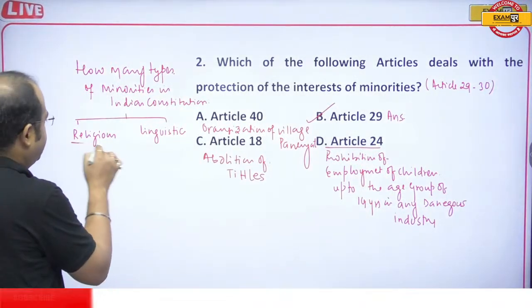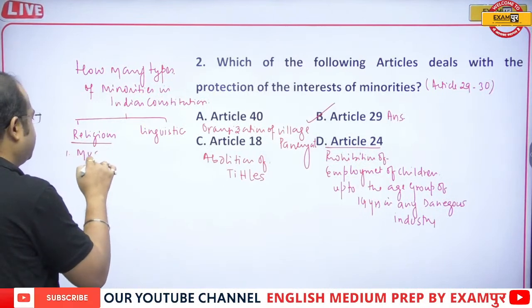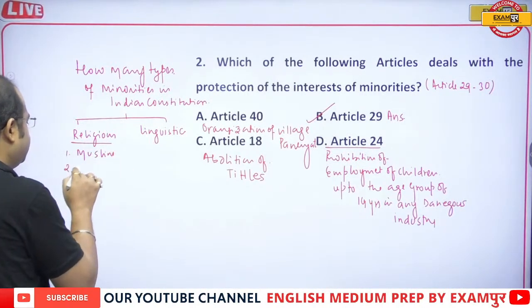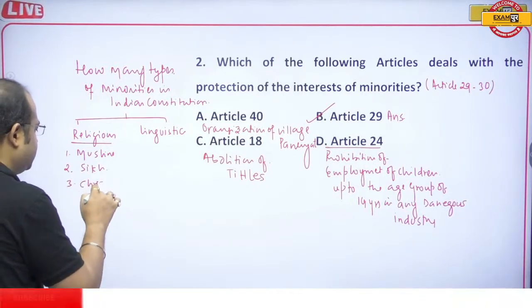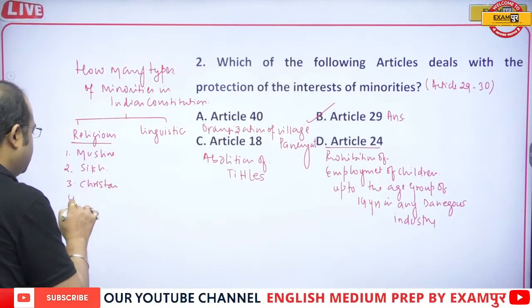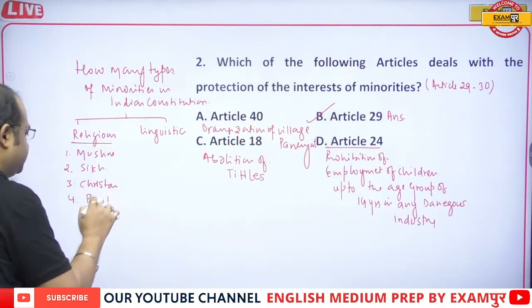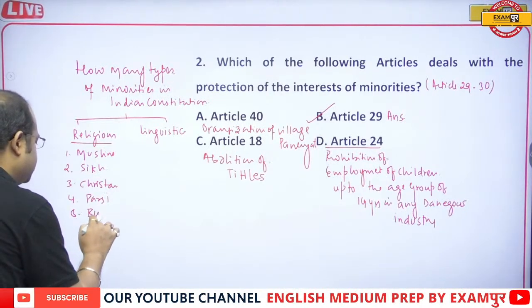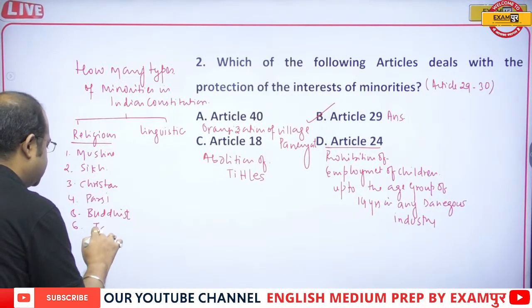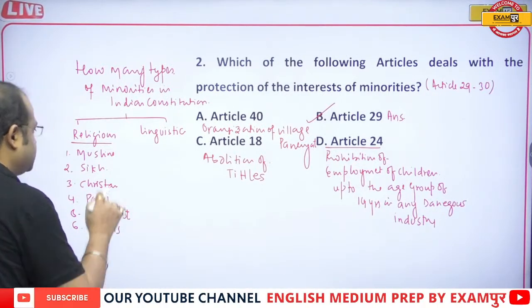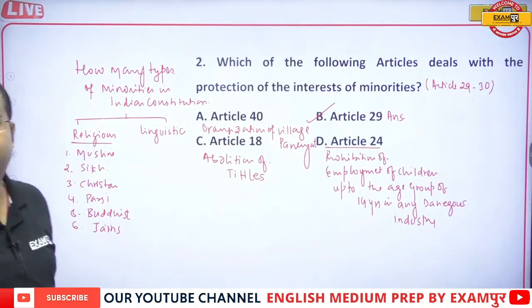Like religious minorities, which are Muslims, Sikh, Christian, Parsi, Buddhist, and now Jains. So there are six religious minorities, my dear students.